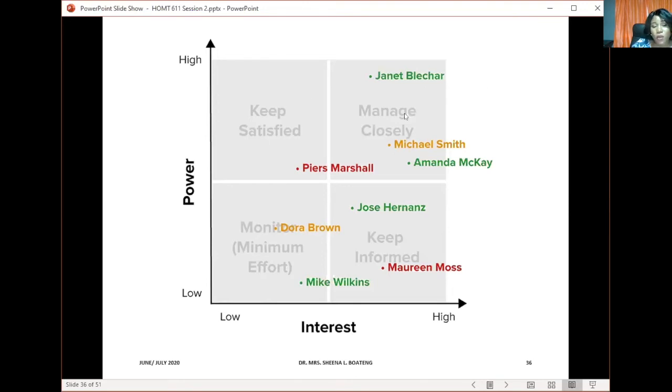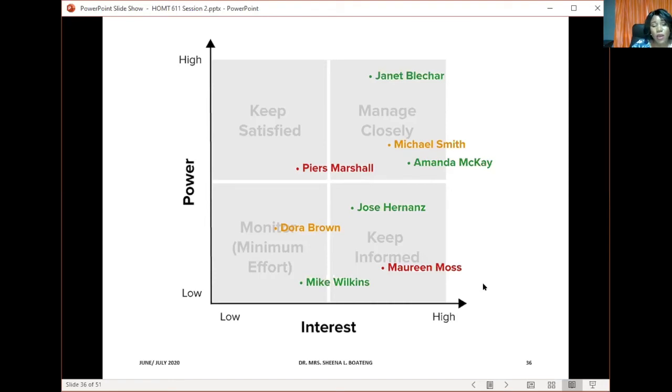But in the quadrant where we are supposed to manage them closely, you see that Janet Blesher, Michael Smith, and Amanda McKay have given us a lot of resources, giving them a lot of power and influence over the event. And at the same time, they are highly interested in everything that we are doing. So we need to manage these three people very closely.